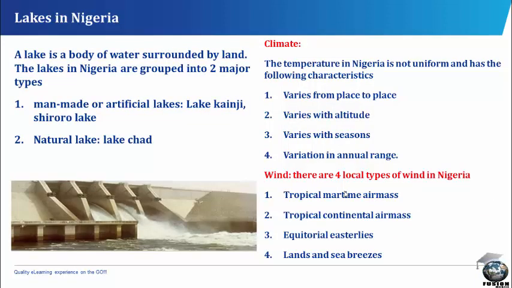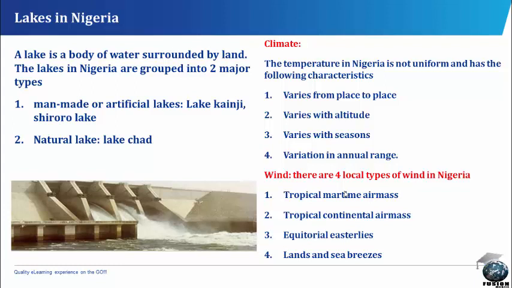Lakes in Nigeria. A lake is a body of water surrounded by land. The lakes in Nigeria are grouped into two major types. 1. Man-made or artificial lakes. Example, Lake Kainji and Shiroro Lake. 2. Natural lake, that is the Lake Chad. Importance of lakes include 1. Employment. 2. Provision of food, example fish. 3. Irrigation. 4. Development of the area. 5. Tourism. 6. Transportation. 7. Domestic uses. 8. Industrial uses.